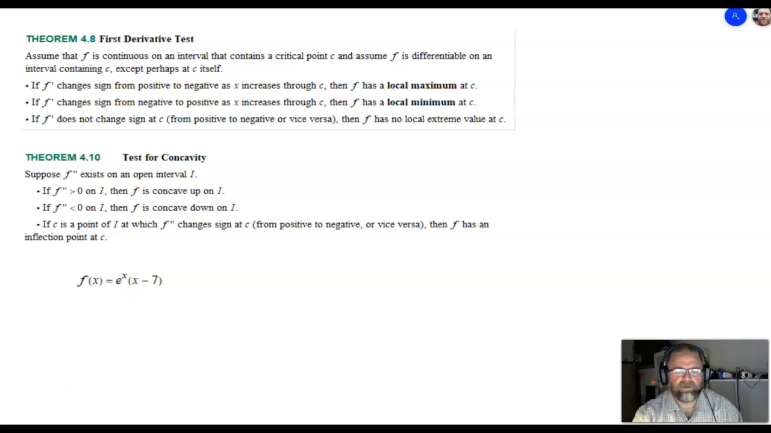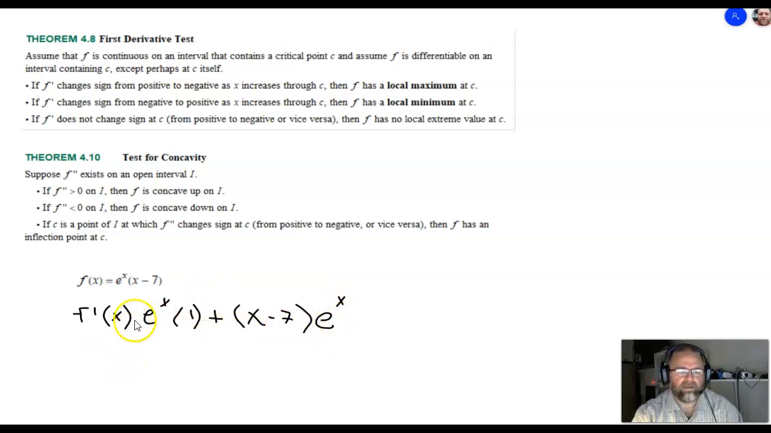Alright, so the first thing that I would probably do with this one is just leave it in the factored form and go ahead and apply the product rule in order to differentiate it. So this is the first term times the derivative of the second. The derivative of x minus 7 is just 1, plus the second term, x minus 7, times the derivative of the first. The derivative of e to the x is just e to the x. And then I have e to the x plus x minus 7, e to the x.